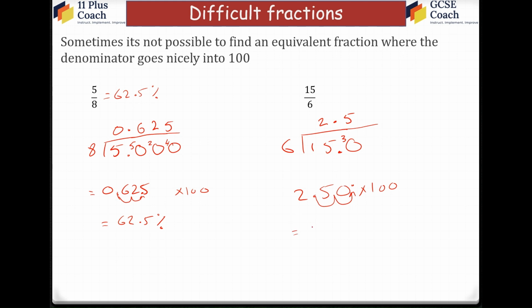So 15 over 6 as a percentage is 250%. So that's the answer to this question. Hopefully you got this right and it made sense.